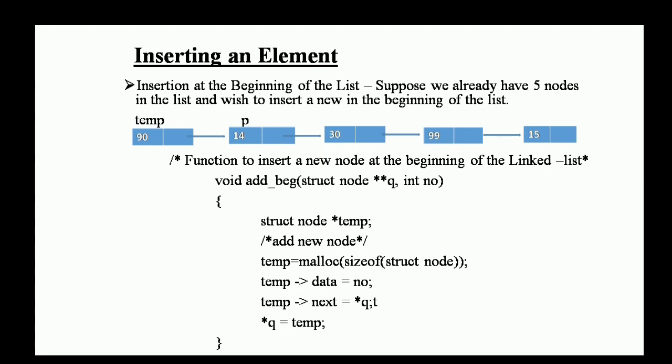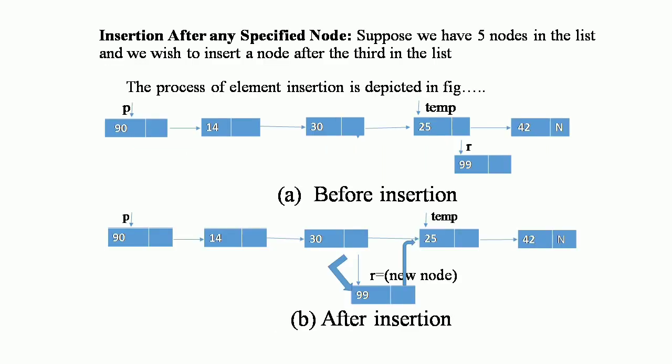Second one, what is that? Insertion after any specified node. Suppose we have 5 nodes in the list, and we wish to insert a node after the third node in the list. If you want to insert at the start or the end, it is very easy to insert that element.